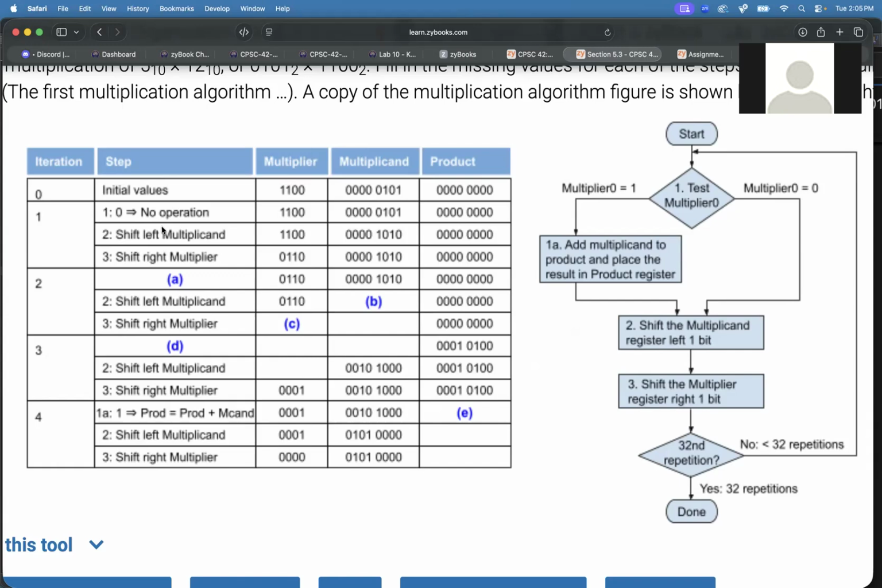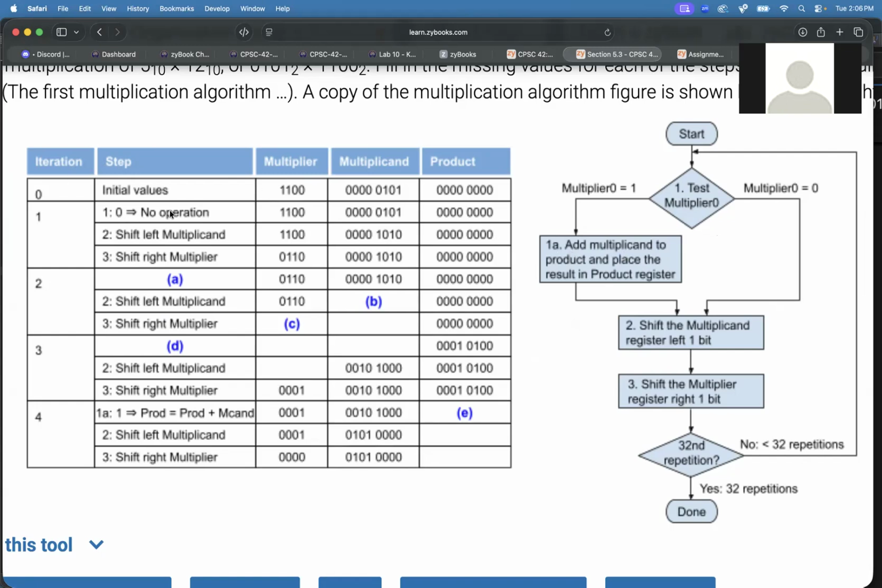So test multiplier 0. You're looking at the bit all the way on the right-hand side. So this 0, and it's a 0, right? Because that's a 0, we go this way. Multiplier 0 equals 0. So we don't have to do 1a, right?